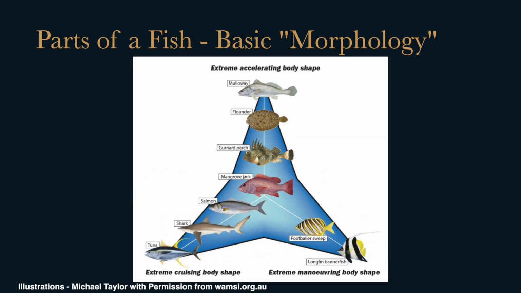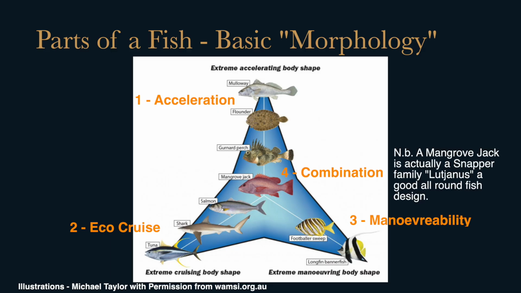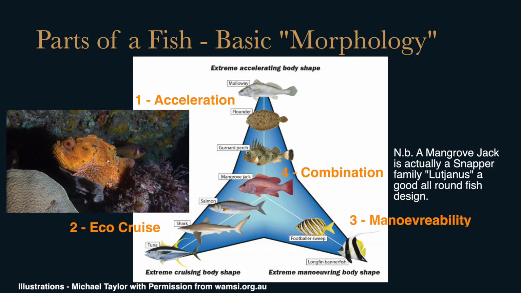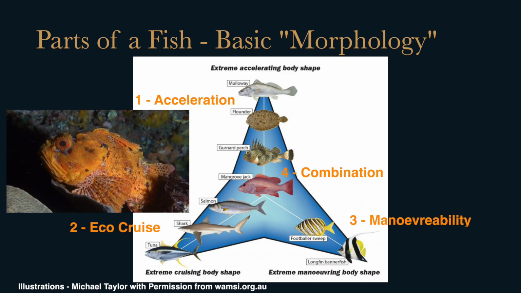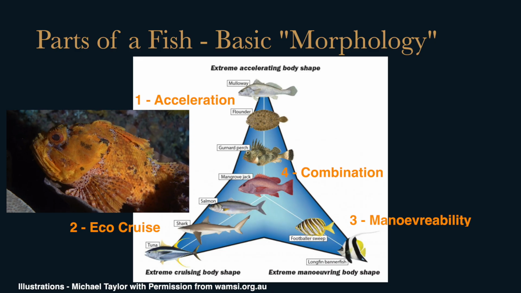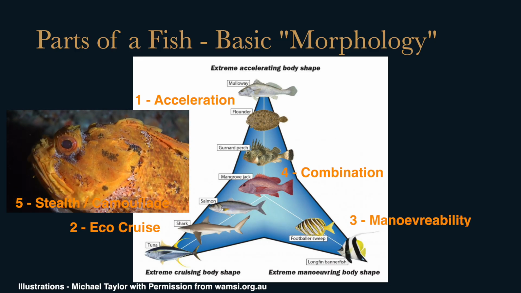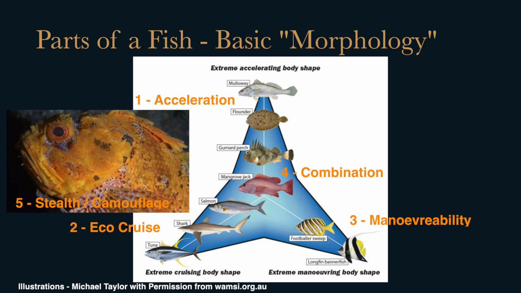There are 4 approaches to body shape that different fish evolved based on their niche in the ecosystem. 1 is acceleration. 2 is economical long-distance cruising. 3 is maneuverability. Or 4, look like a stereotypical fish, like a jack, somewhere in the middle that can do a bit of everything. There's also a 5th approach, not really shown here, and that's camouflage and defensive venom, like a stonefish or a scorpionfish. Sit there, be unseen and ambush. But in general, these 3 drivers act on fish as evolution.